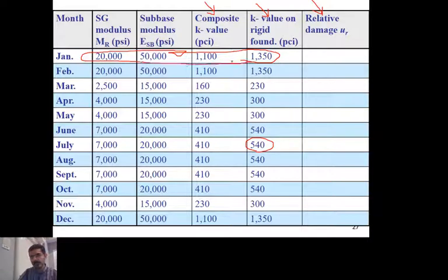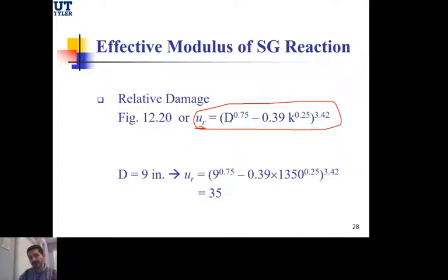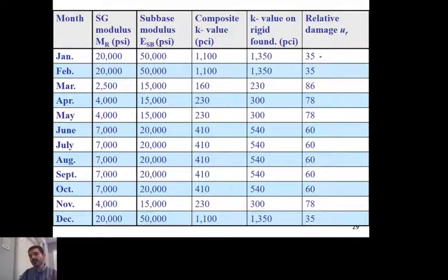For the month of January, we need the following information: the D, which is the thickness of the base of the PCC layer, which was 9 inches, and we have the K value from the previous correction, which is 1350. So once you plug in these two numbers into the equation for the month of January, we're going to get the relative damage for the month of January, which is 35. You are going to repeat this for the entire 12 months. So the damage was 35 for the month of January, where the highest was for the month of March, for example, which was 86.